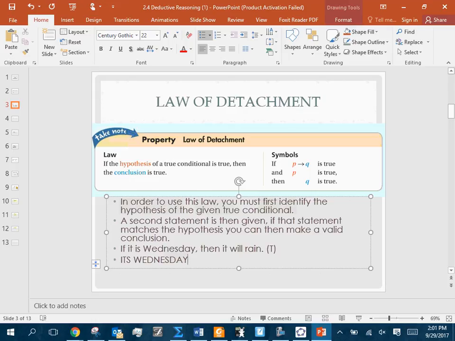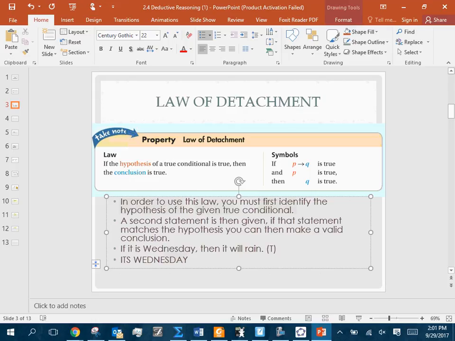The conditional was, if it is Wednesday, then it will rain, or it is raining. Okay. And now I tell you, today is Wednesday. What conclusion can you make? It's going to rain. It's raining. Okay? Or it will rain. Yes. Okay? Does that make sense? Is that pretty easy? Yeah.